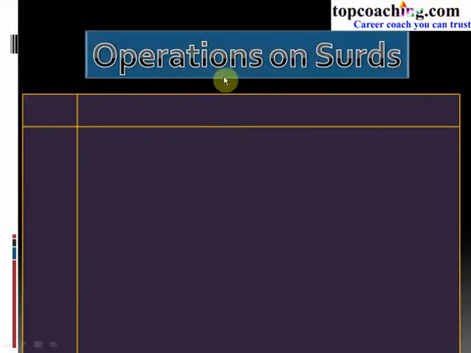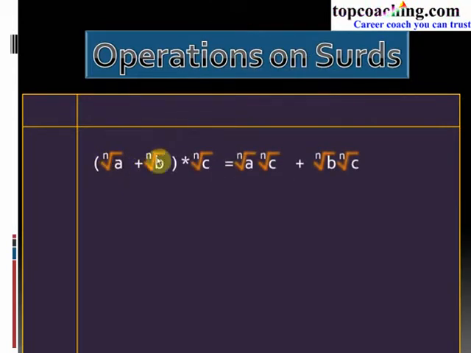We shall see some of the very important operations on surds. The first is the nth root of a plus nth root of b, bracket, into the nth root of c would be equal to nth root of a into nth root of c plus nth root of b into nth root of c. So we see that we have used the distributive property over here. So the distributive property is valid when it comes to the operations on surds. Now this could further be written as the nth root of a into c plus the nth root of b into c.